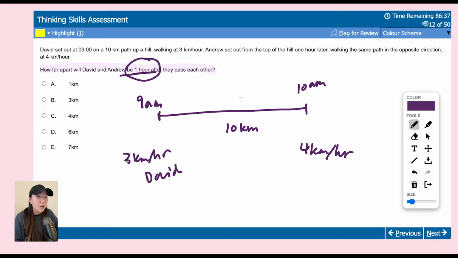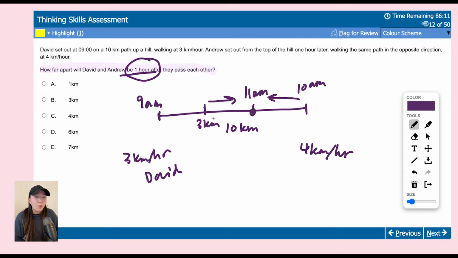So two important things there. When do they pass each other? And then where will they be? So David sets out first. After the first hour when Andrew starts walking, he will have made it 3 kilometers up the path. Then Andrew sets out, so he will walk at 4 kilometers. So he'll come down 4 kilometers. At the same time, David is also walking up from this way. So they're actually going to cross here at 11 a.m. At 11 a.m. they meet here.